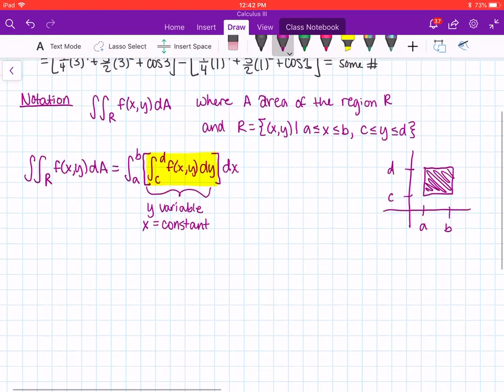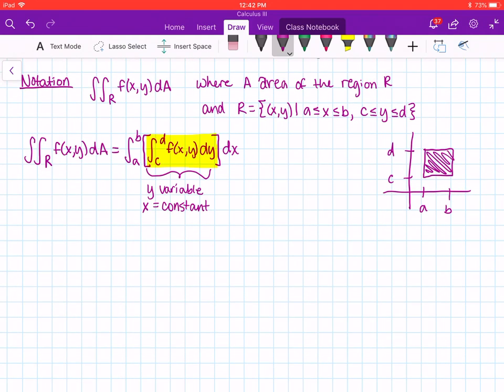And what happens is once you integrate, you're going to get a bunch of x's in your integral because they're constants. So basically, once you integrate it, you're going to get that it is some other function, but now the variable is x.